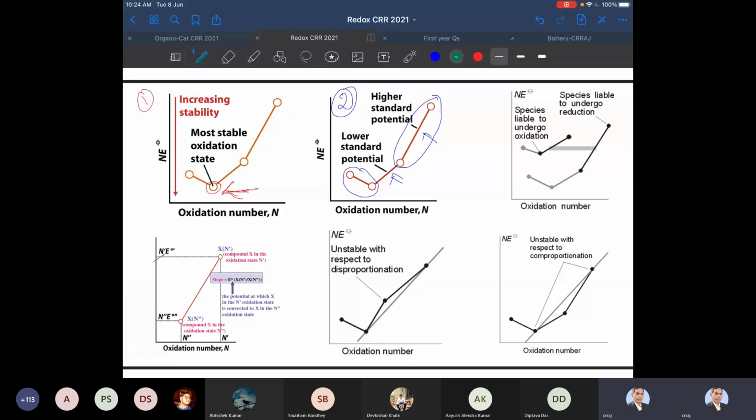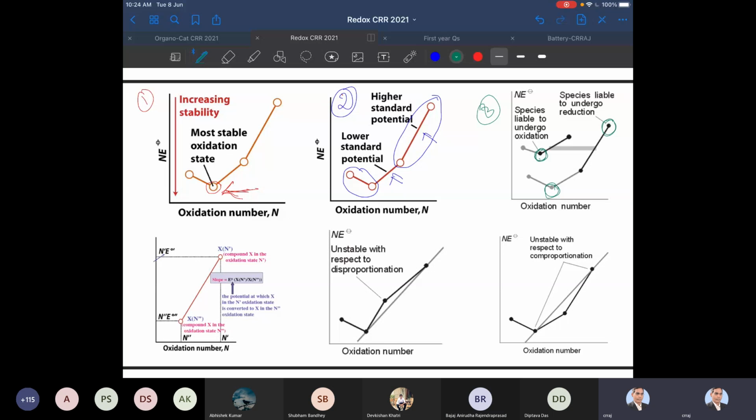Number three, the third point: look at the species at the bottom. Say, for example, this one diagram, or this one. And this one you compare, the top one. If you compare the top one and this one, this species is liable to undergo reduction. Okay, if it is reduction, what does it mean? Can anyone unmute your microphone and tell me? Gain of electrons. Yes.